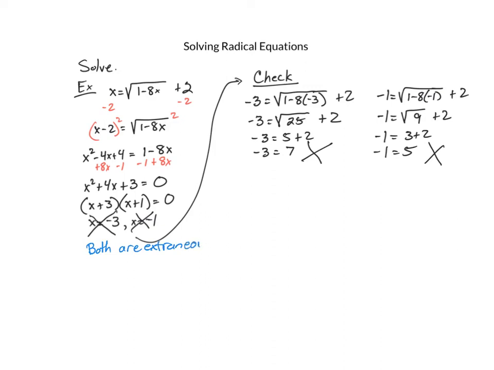Be sure to answer the question. When the question says solve, you're supposed to state what the solutions are. So make it clear, there is no solution. Or you could use the empty set symbol. So now you've seen that a problem that has two potential solutions could in fact have no solution at all, because both of those potential solutions were extraneous.